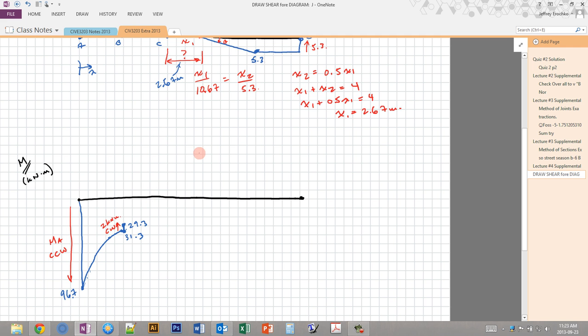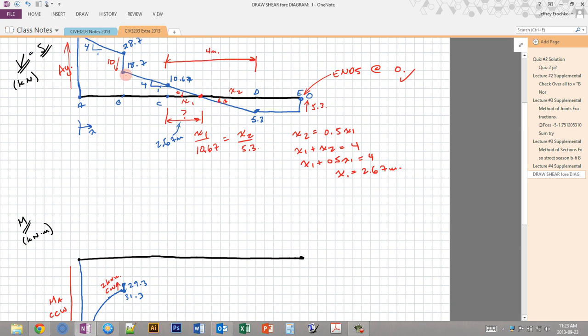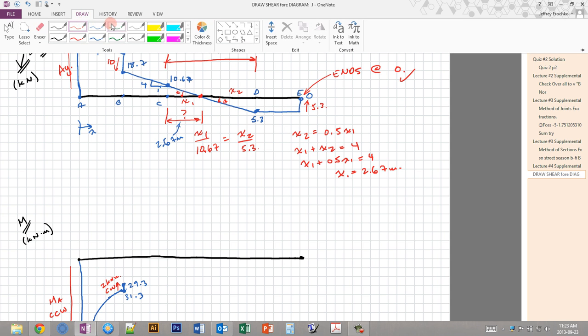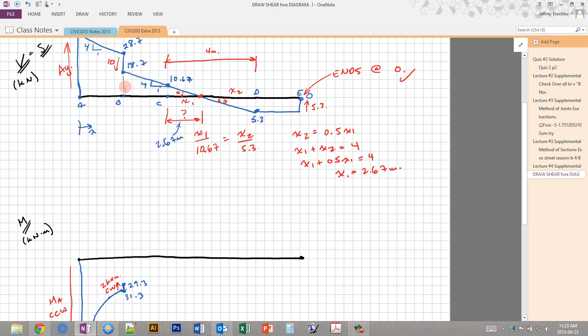Okay, so now for the rest of this, we are going to continue to integrate these areas. Now, one interesting thing, we know that at the hinge, which is at C, our moment has to be equal to 0. So if we start at 29.3 and then we add this area, this trapezoid, we should get down to 0. And indeed that's what happens. So if you take the area of this trapezoid, you'll recall, area of a trapezoid is equal to the average height of the trapezoid times the width. So the average height is 18.7 plus 10.67 divided by 2 times 2, because that's the width.